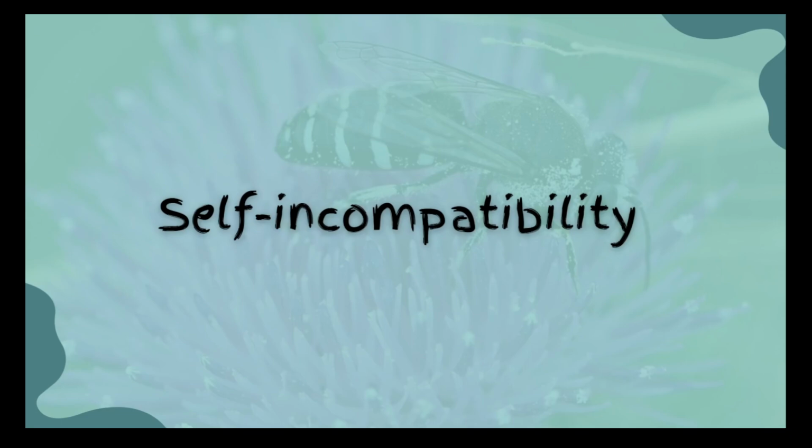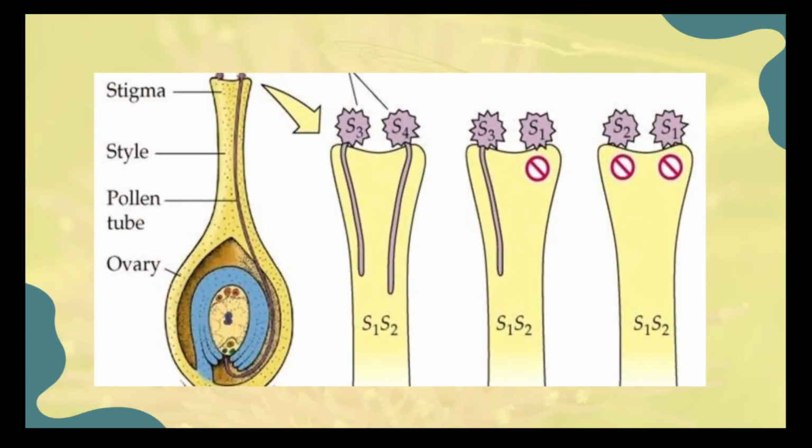Self-sterility or self-incompatibility is a condition where pollens of a flower either do not grow or grow slowly if they fall on the stigma of the same flower. This prevents self-fertilization. In this figure, you can notice that the pollen S3 and S4 is able to germinate whereas S1 and S2 are not able to do so as they are from the same flower.